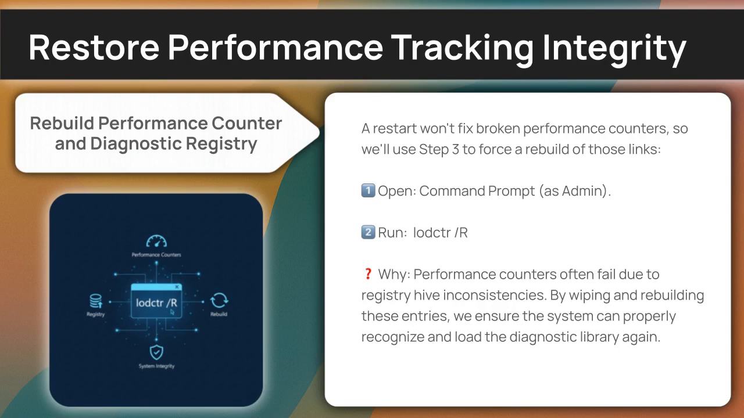A restart won't fix broken performance counters, so we'll use step 3 to force a rebuild of those links. First, open command prompt as admin. Second, you're going to type locktr /r, then hit enter. Why are we doing this?